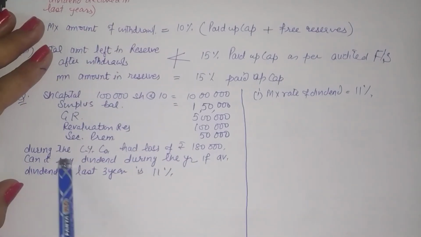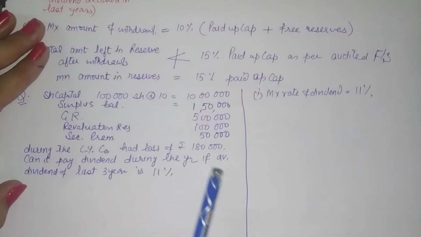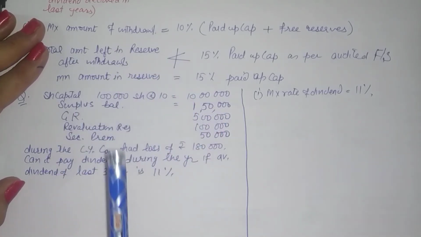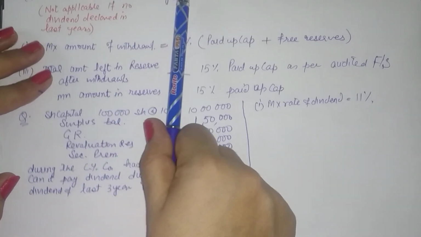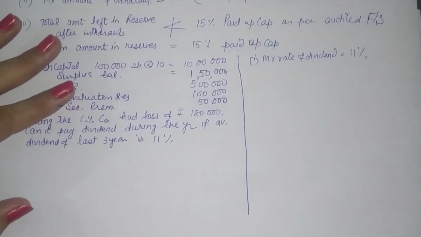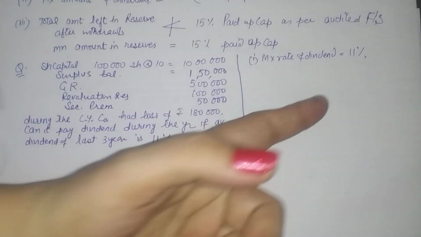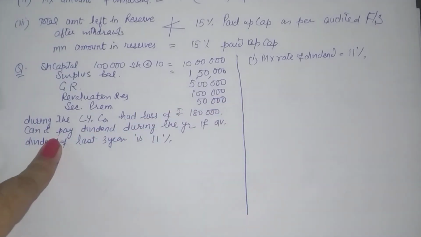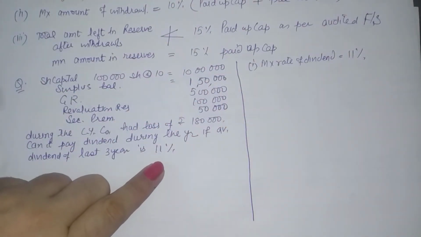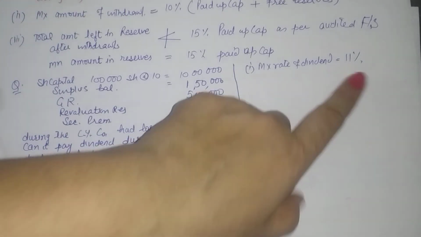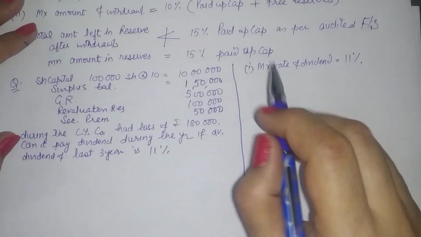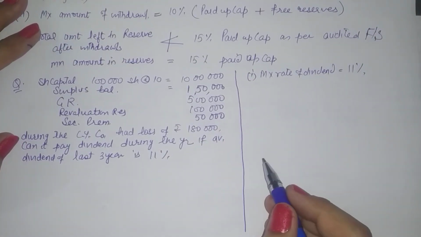Suppose your question was, can it pay dividend at the rate of 15%? If the average of the last 3 years is 11%, then we will say no. 15% cannot be given because the maximum limit on the dividend is the average of the last 3 years' dividend. So your maximum dividend will be 11%. Suppose your question says, can it pay dividend during the year at the rate of say 10%? Of course, you can give 10% because your maximum limit is 11%. So you can say yes, the first condition is satisfied. It is below the average of the last 3 years, so that will be given.